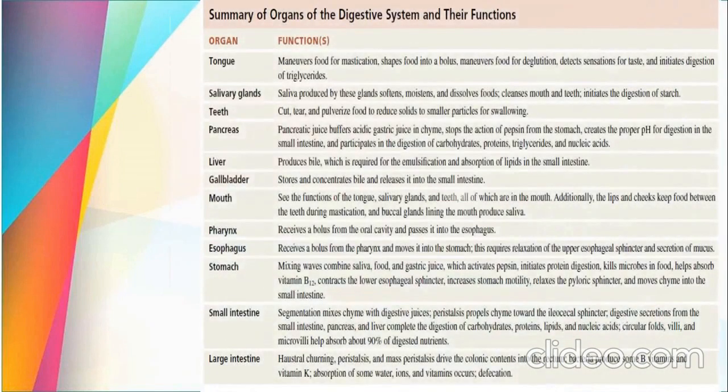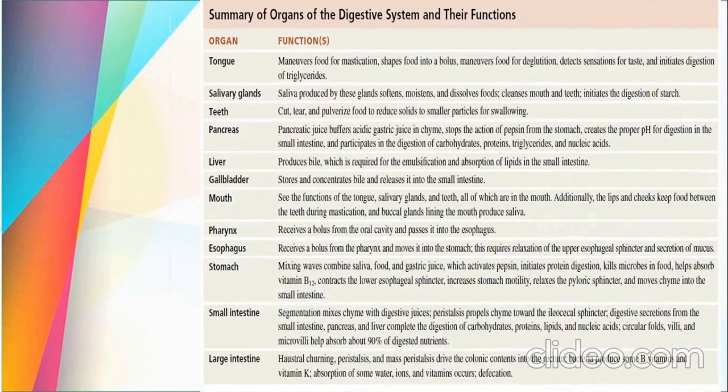Now next is a summary of the organs of the digestive system and their functions. First one is the tongue. Its function is mastication of food and shaping food into a bolus. Next one is the salivary gland. Saliva produced by this gland softens, moistens and dissolves the food, cleansing the mouth and teeth. It initiates the digestion of starch. Next one is teeth, which cut, tear and wear food to reduce solids to smaller particles for swallowing.